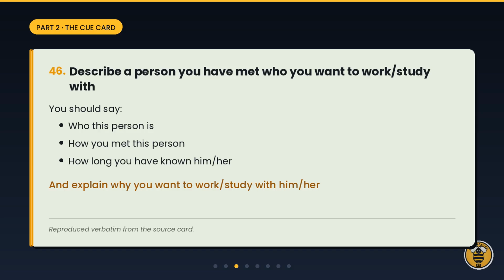Here is the card, exactly as it is printed. You should say who this person is, how you met this person, how long you have known him or her, and explain why you want to work or study with him or her. Notice the shape of that. 3 quick facts, and then 1 question that asks for a reason. The first 3 bullets are the runway. The 4th one is the flight.